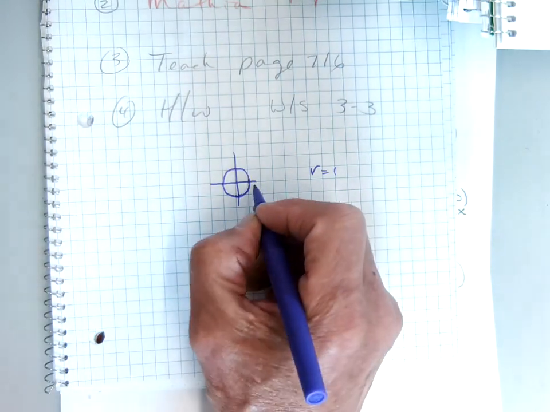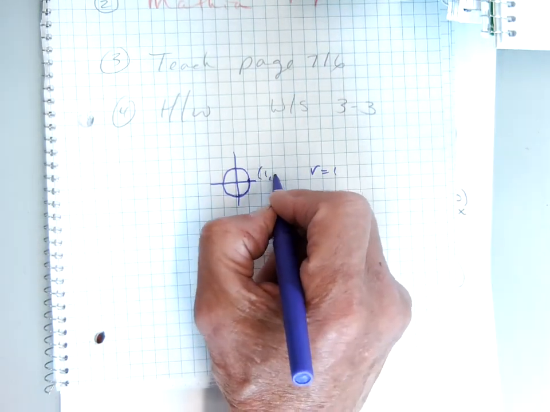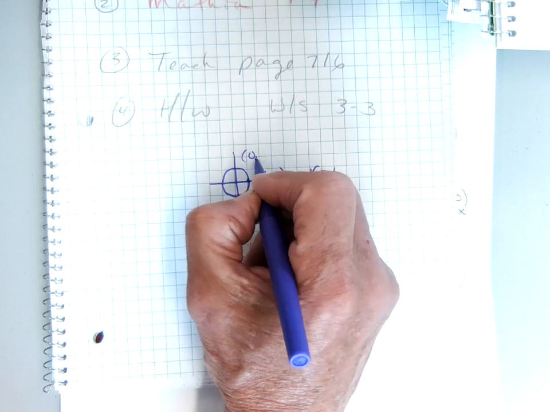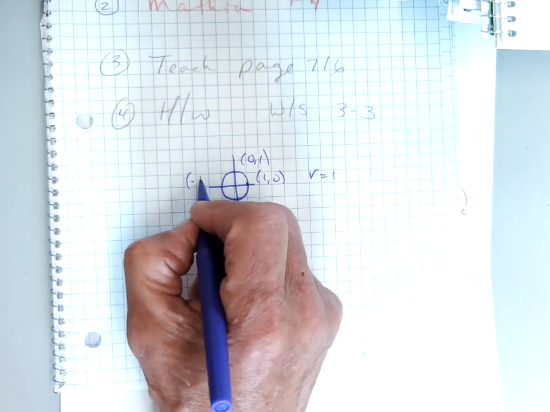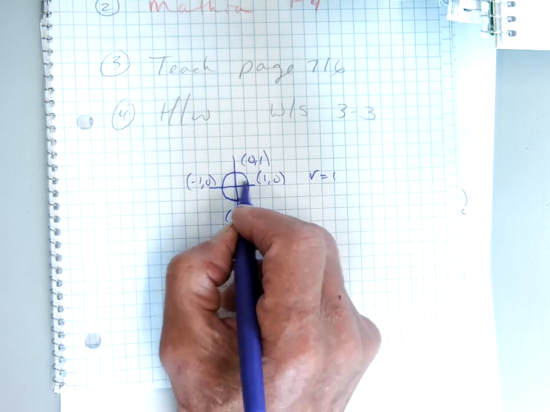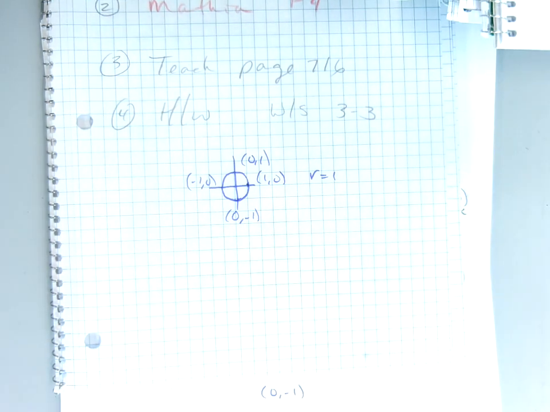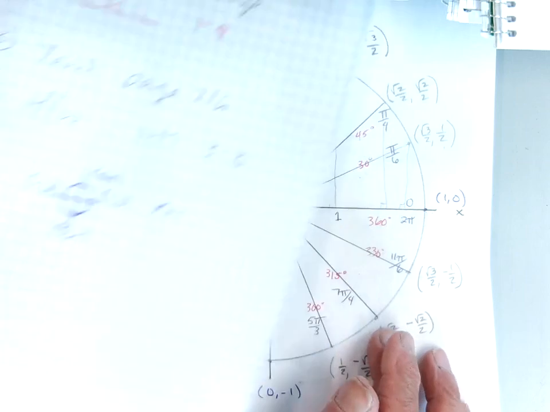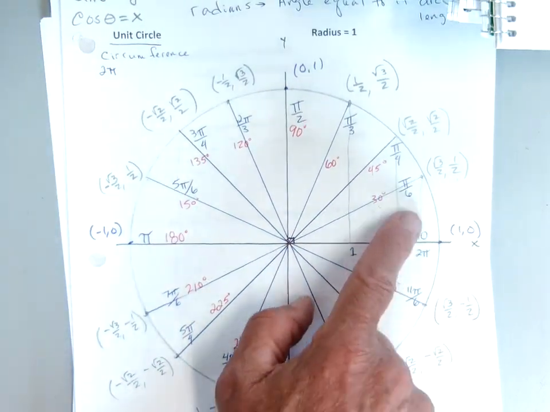So we know that as far as coordinates, you've got a point at (1, 0), (0, 1), (-1, 0), and (0, -1), but then all of these other angles are never going to fit. So that's why we made the unit circle nice and big. Now we still have all these special angles.